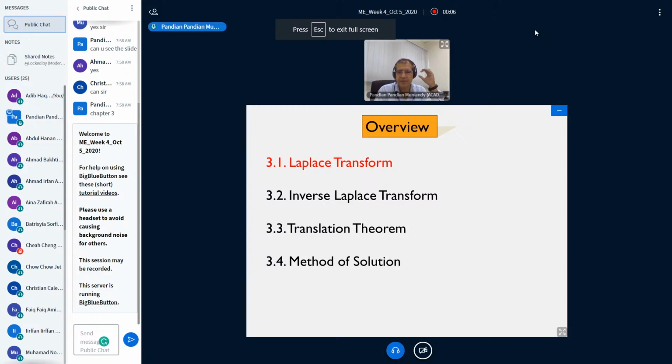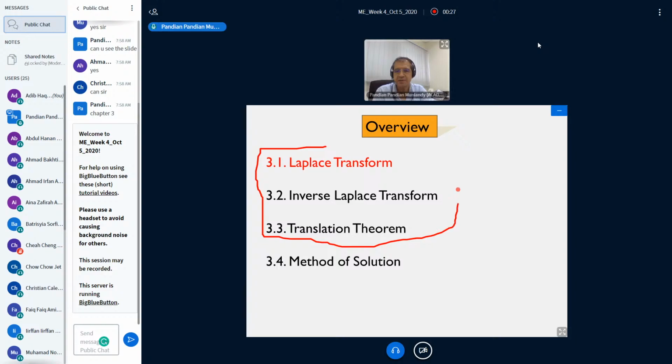So today we will revise again 3.1 Laplace transform, and then we will move on to 3.2 inverse Laplace transform, and then translation theorem. So we will try to finish these three parts today. But this one, Laplace transform, we already finished, so I will quickly go through this. Then we move on to inverse Laplace transform. And then the last one is translation theorem.